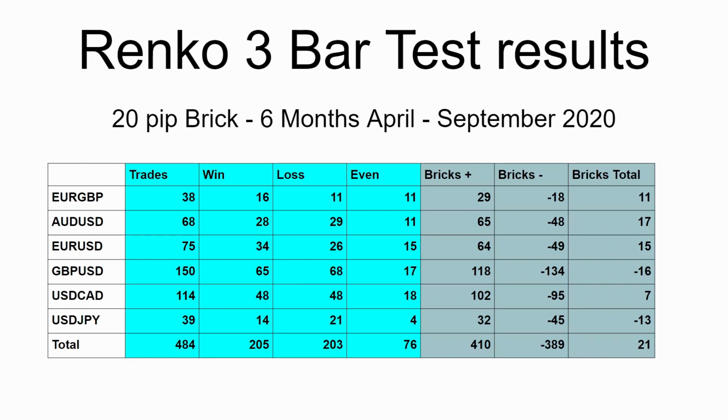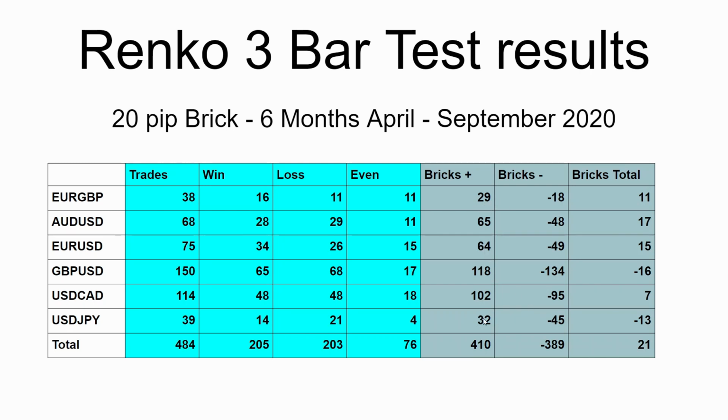Different currencies perform different ways. You can see the pound USD, I had less winning bricks than I had losing bricks, where euro pound, I had more winning bricks than losing bricks, but over a 6-month period, it's not a large number.